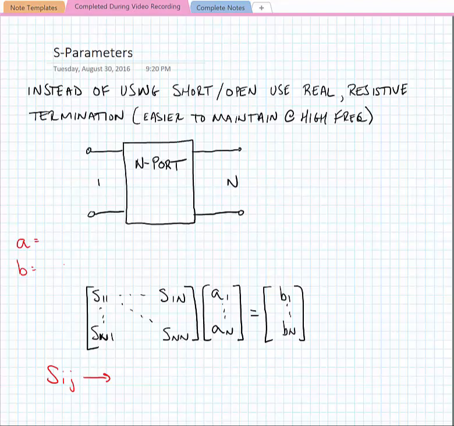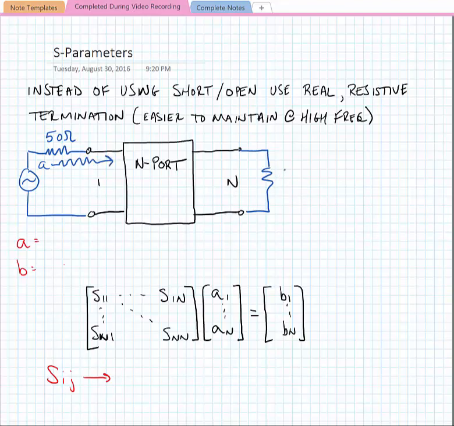Okay, so instead of trying to use ideal short circuits and open circuits to find the impedance or admittance parameters of a network, we're going to use real resistive terminations because they're easier to maintain at high frequency. So for instance, I could put a voltage source and send an incident waveform A into a network. Let's just say that the waveform is going into the network.